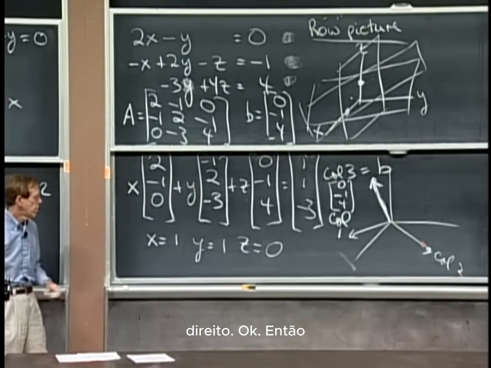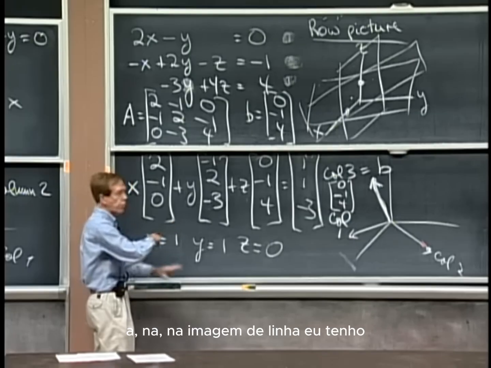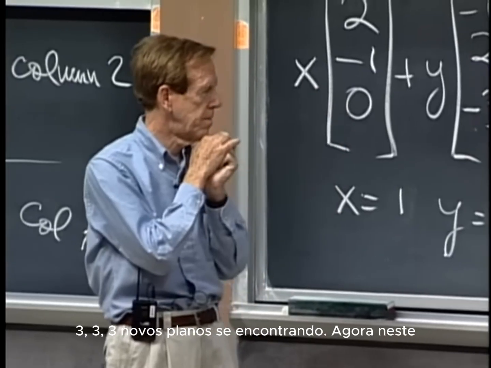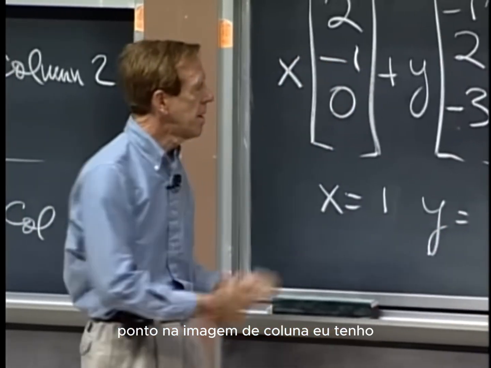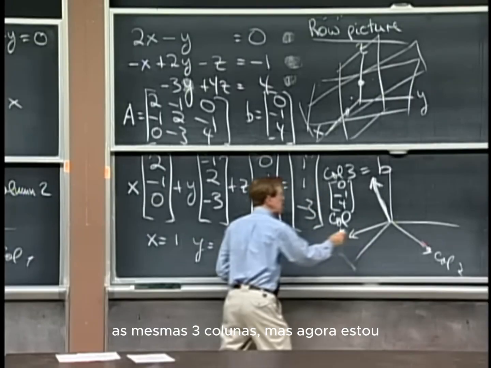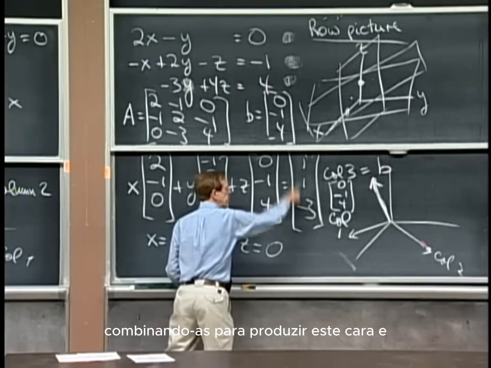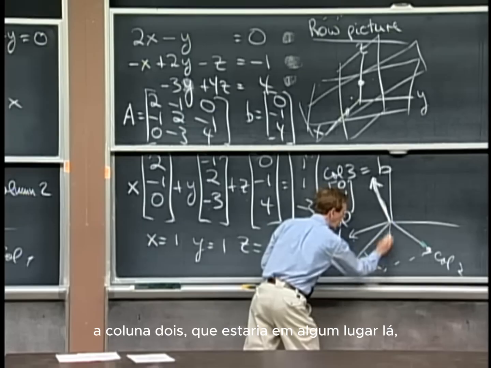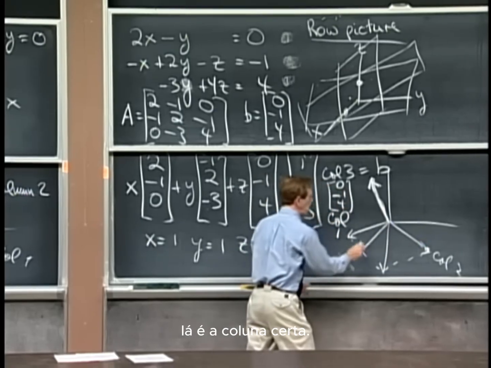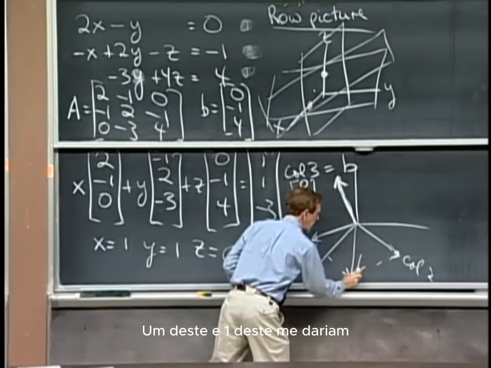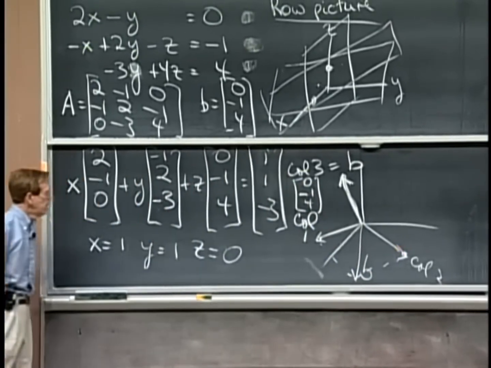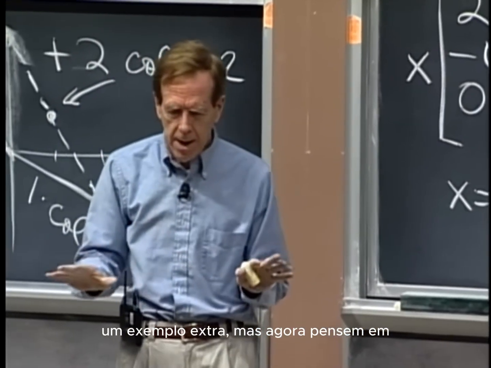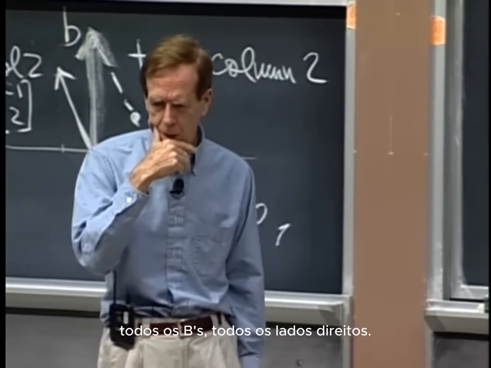So actually it just changed around to this when I took this new right-hand side. Okay. So in the row picture, I have three different planes, three new planes meeting now at this point. In the column picture, I have the same three columns, but now I'm combining them to produce this guy. And it turned out that column 1 plus column 2, which would be somewhere there, is the right column. One of this and one of this would give me the new B. Okay, so that's like we squeezed in an extra example. But now think about all B's, all right-hand sides.